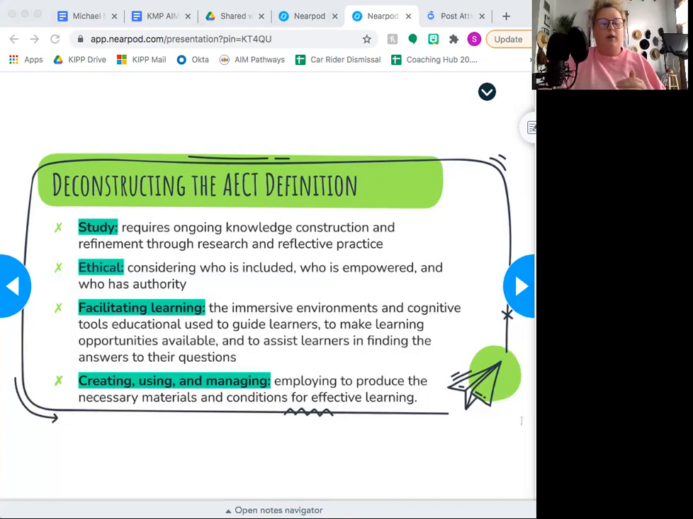Finally, we look at the terms creating, using, and managing. The AECT states that design approaches can evolve from different developer mindsets: aesthetic, scientific, engineering, psychological, procedural, or systematic, each of which can be employed to produce the necessary materials and conditions for effective learning. Bottom line, it is our job to embrace creative solutions for problems we have yet to identify.